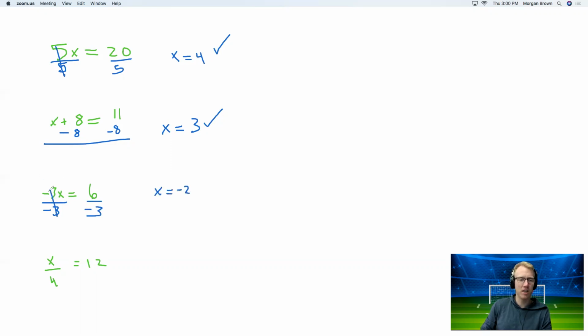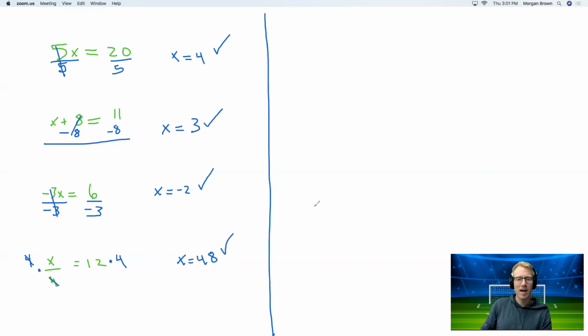Plug it back in and check it. Negative 3 times negative 2 is 6. Yes. And then over here, I divided by 4 and I got 12. So before I divided, it must have been 4 times bigger. So multiply by 4, cancel, cancel. x equals 48. Again, check it by plugging it in over here. x divided by 4, 48 divided by 4 is 12. Confident that we are correct. Let's escalate to two-step problems. 2x plus 11 equals 51.